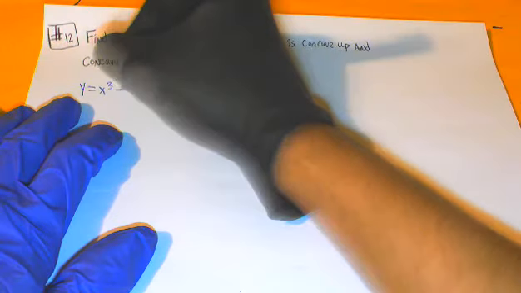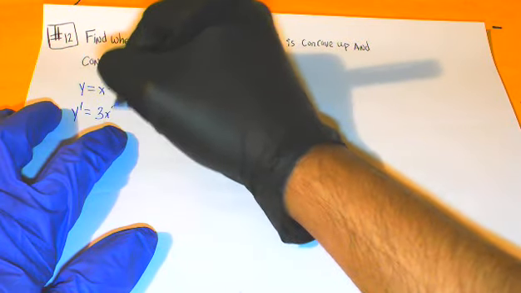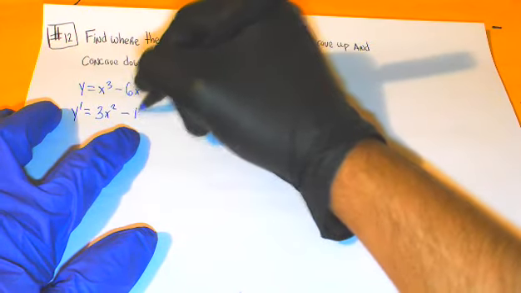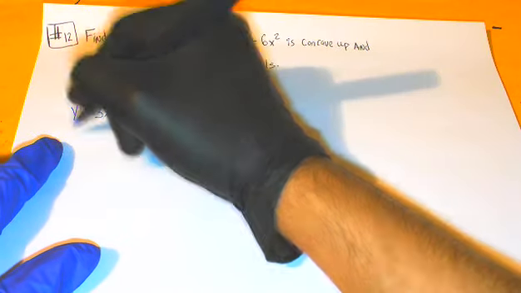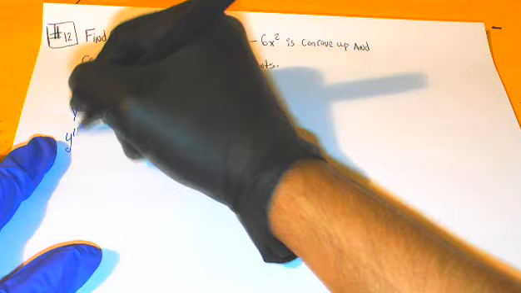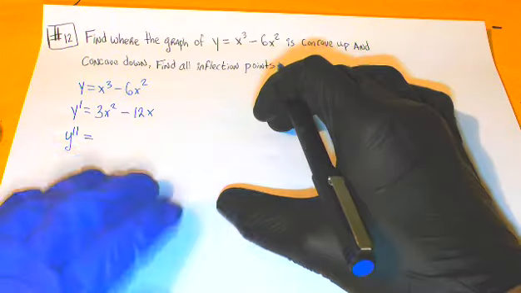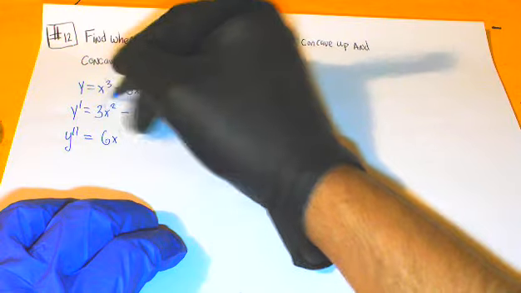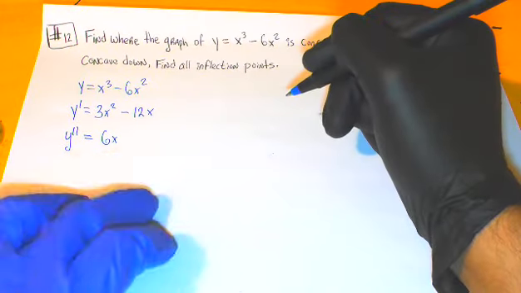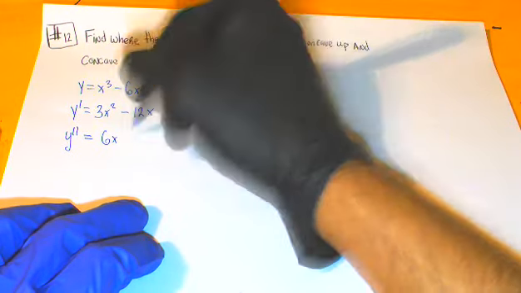Since y is equal to x cubed minus 6x squared, the first derivative, y prime, is going to equal 3x squared minus 12x. Now we want to find our second derivative, y double prime. So y double prime is going to equal 6x minus 12, right? The derivative of 3x squared is 6x, and the derivative of negative 12x is negative 12.